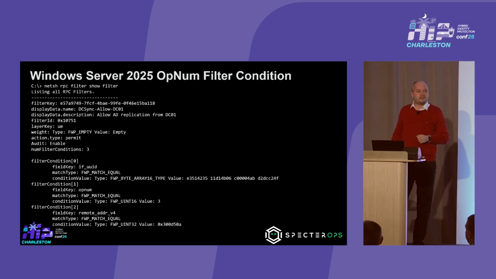But here comes Windows Server 2025 to the scene, and a new capability to block specific operation numbers, to use specific RPC operation numbers in the RPC filters. So what can you do here? You can say that if the traffic is through the replication protocol, here is the GUID. And operation number 3, the GetNCChanges. And the IP address is this one. The tool only works with hex representations of IP addresses, but it's configurable.